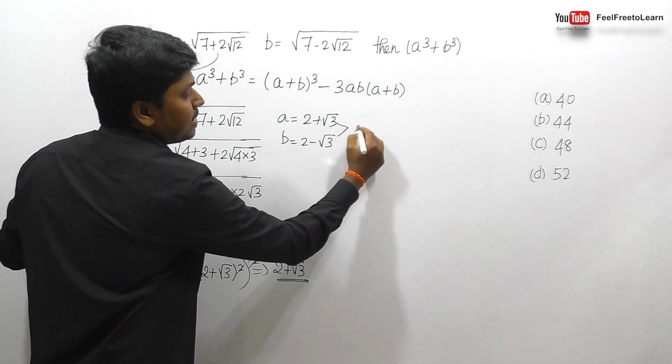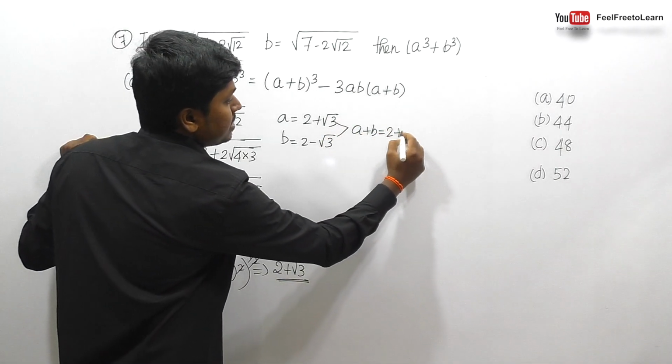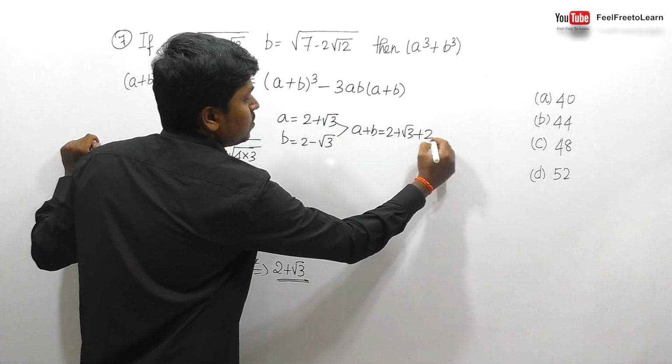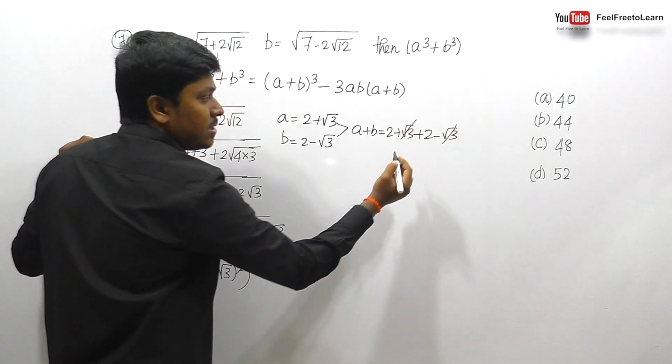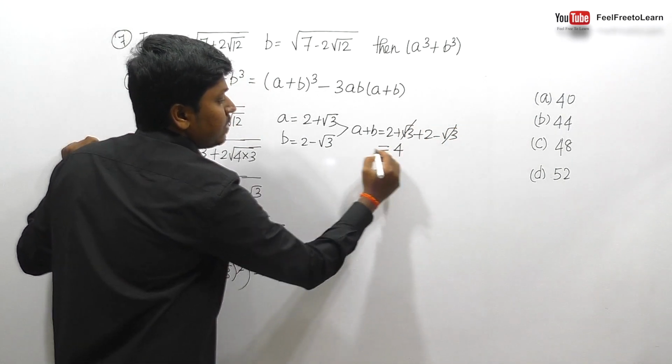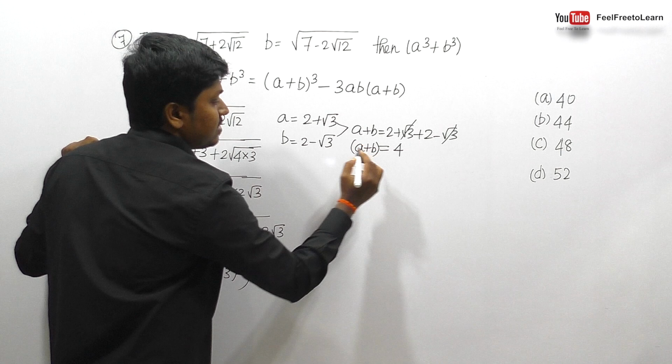Now our target is to find the value of a + b. We know that a + b is equal to 2 + √3 plus 2 − √3. So we can cancel +√3 and −√3. The resultant value will be 4. So a + b is equal to 4, right?